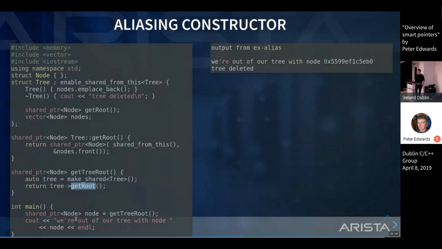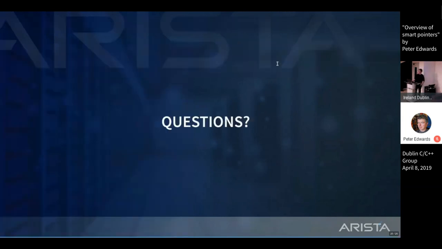And in my main function, I can see that when I've gotten out of get tree root, there are no more shared pointers for this type tree, but there's a remaining one for type node. So although all the tree shared pointers have disappeared, the actual tree stays in place until the node itself gets deleted. That makes sense? Okay. All right, I think that's it. I think I've gone through everything.